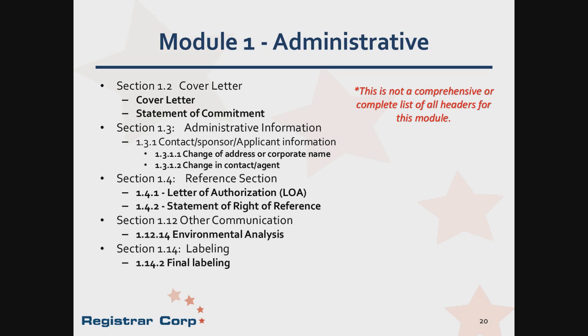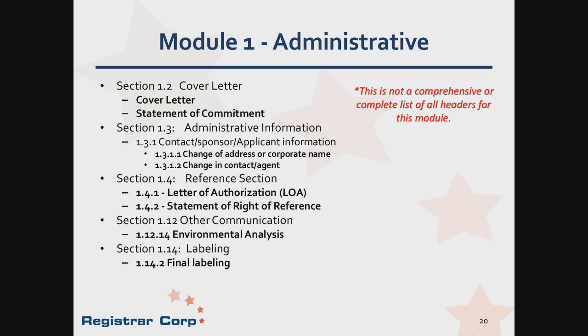All DMF submissions must include Module 1. However, all sections may not be required. Here are some examples of sections in Module 1 where you may provide information. The bold font are the sections that may contain a document. Every submission must contain a cover letter that summarizes the purpose of the submission. This will go under Section 1.2. The Statement of Commitment is also included in Section 1.2, as well as the Generic Drug User Fee Cover Sheet for a Type 2 DMF that is referenced in a generic drug application.